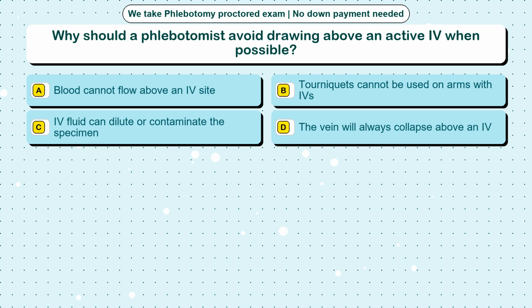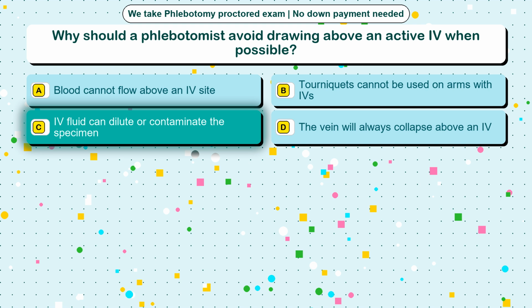Question 63. Why should a phlebotomist avoid drawing above an active IV when possible? Option A, blood cannot flow above an IV site. Option B, tourniquets cannot be used on arms with IVs. Option C, IV fluid can dilute or contaminate the specimen. Option D, the vein will always collapse above an IV. The correct answer is option C, IV fluid can dilute or contaminate the specimen.